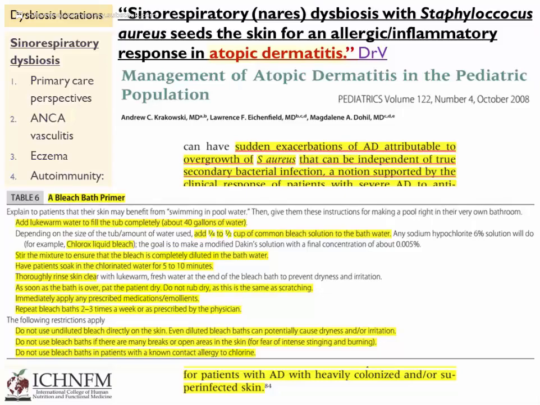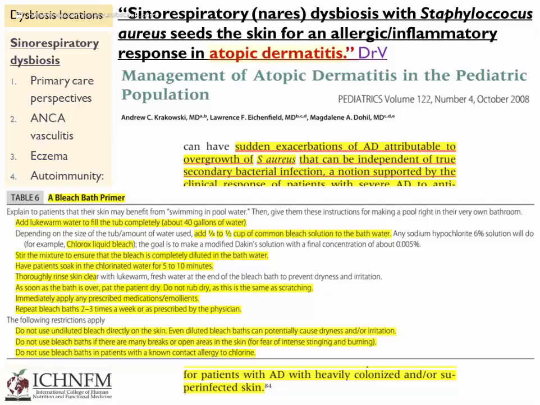Add lukewarm water to fill the tub completely, approximately 40 US gallons of water. Depending on the size of the tub or the amount of water used, add 1/4 to 1/2 cup of common household bleach to the bath water. Obviously you want to mix that in and stir it quite well so it's not concentrated at the surface or in a specific location. Stir the mixture to ensure that the bleach is completely diluted in bath water.